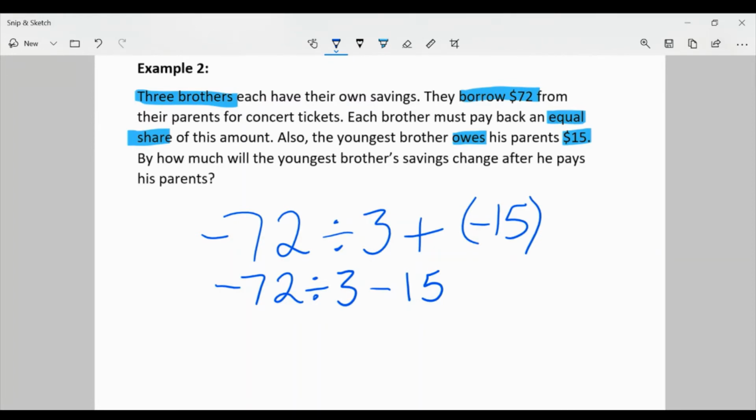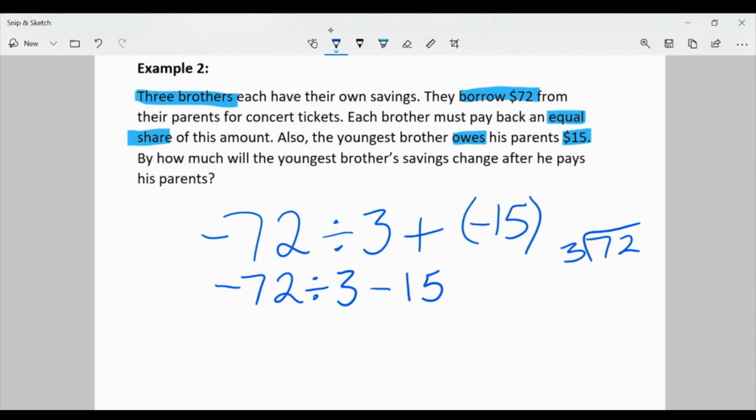So I have division and I have subtraction. So I want to do the division first, because that's what we have to do as far as order of operation. So I'm going to go negative 72 divided by 3 first, right? So we can go ahead and do this off to the side, right?